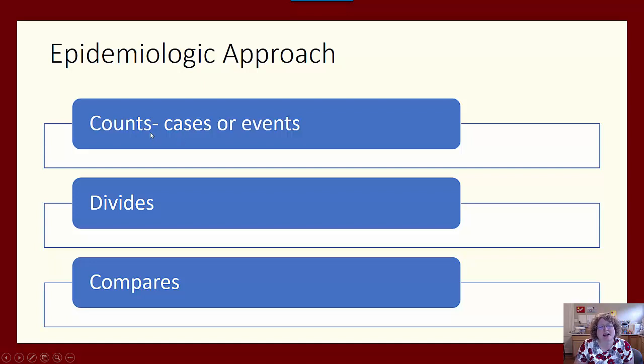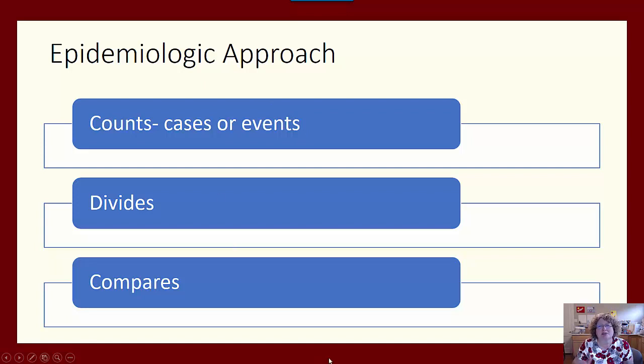We look at how many cases. For instance, not long ago there was a measles outbreak at Disneyland. So we would say there were however many cases. Let's say there were 50 cases of measles. That would be a count. Or we could look at events such as a hurricane or some other type of event that caused some type of problem. The epidemiological approach divides.